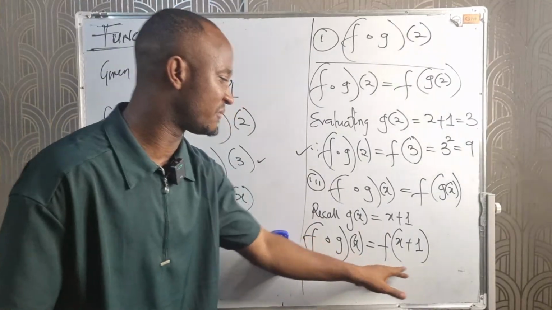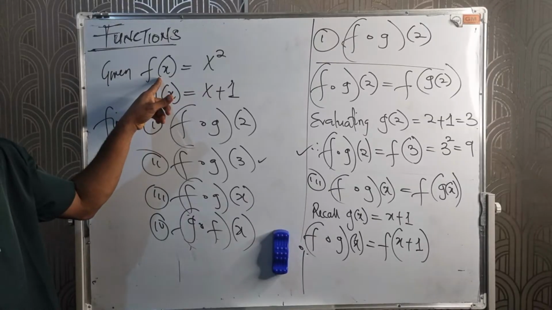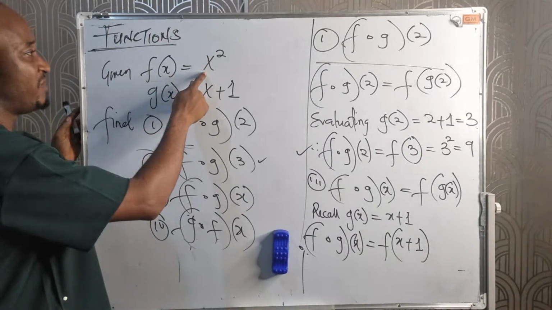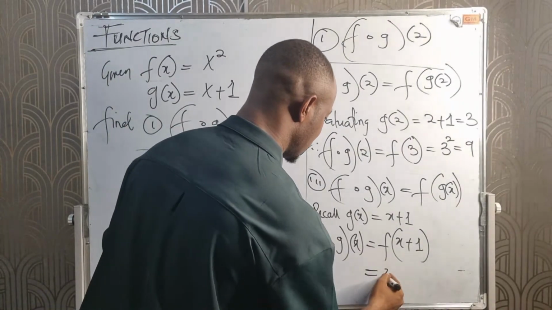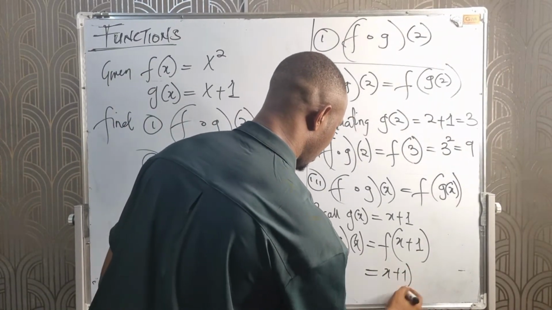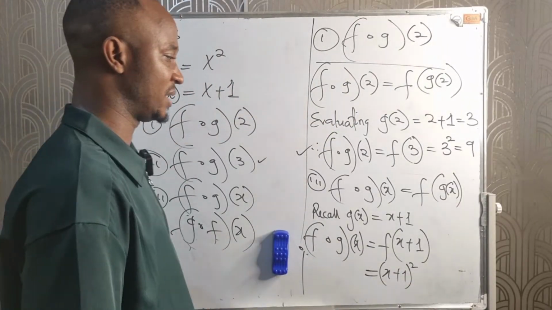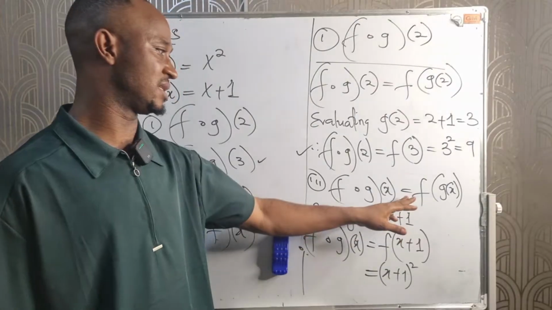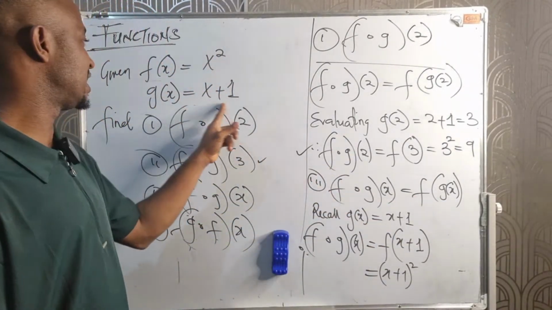What will I use to find f of x plus 1? I'm going to use my f of x, right? Meaning I will substitute the value of my x as x plus 1. So here becomes x plus 1 all squared. Yes, x plus 1 all squared. I'll repeat again. For x is f of g of x. G of x we know was given as x plus 1.